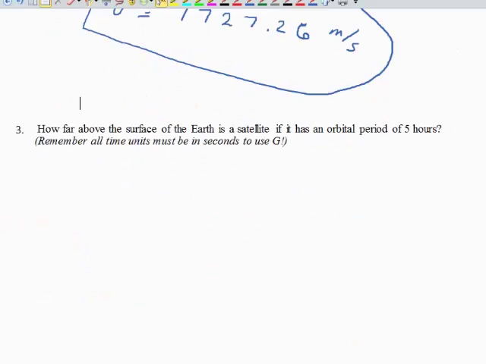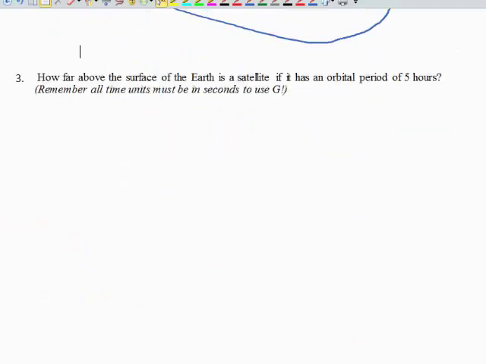How far above the surface of the Earth is a satellite if it has an orbital period of 5 hours? So this 5 hours is information, and 5 hours is the orbital period. But remember, orbital period is that special time that's made a capital T. So we know here that capital T is equal to 5 hours. Okay, and we want to know how far above the surface it is. So we want to know the distance above Earth.